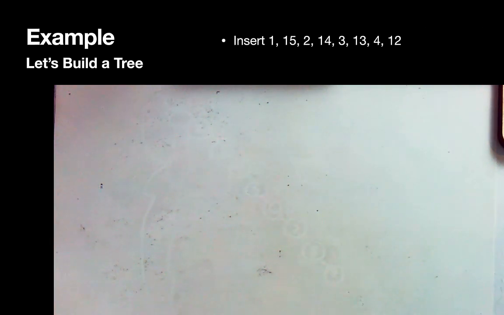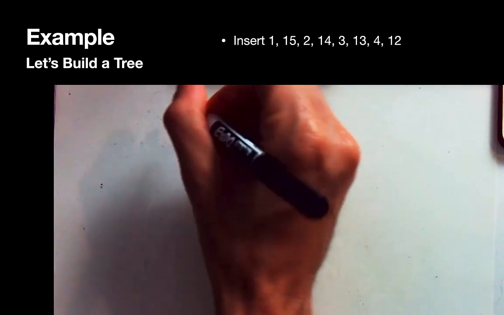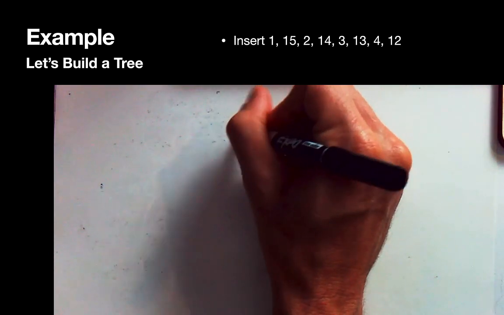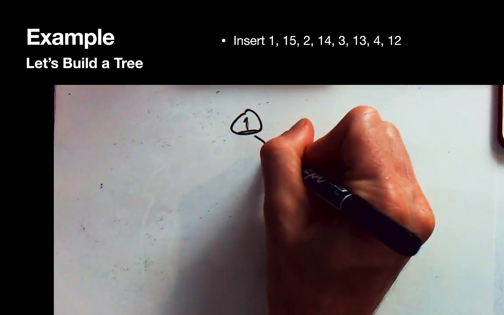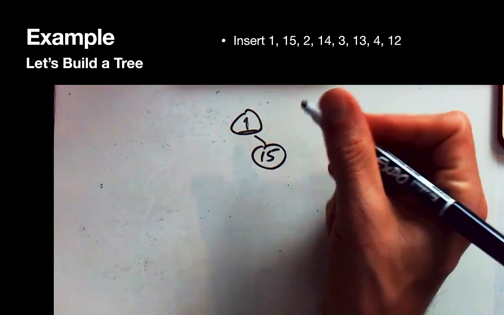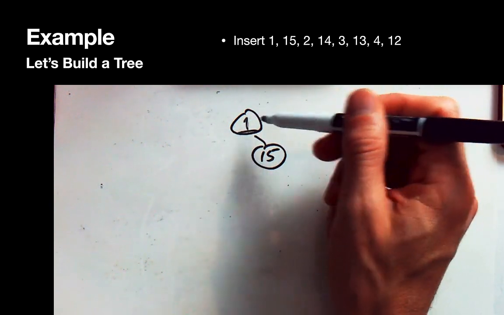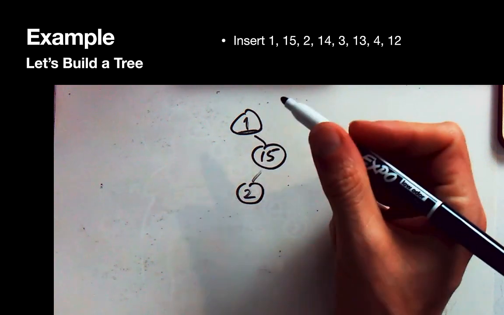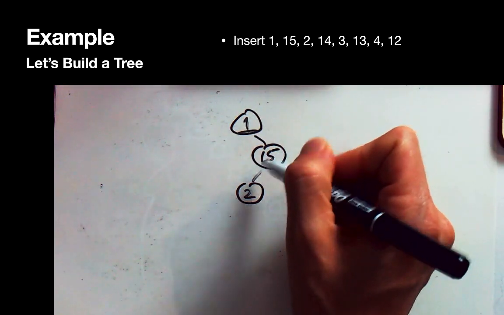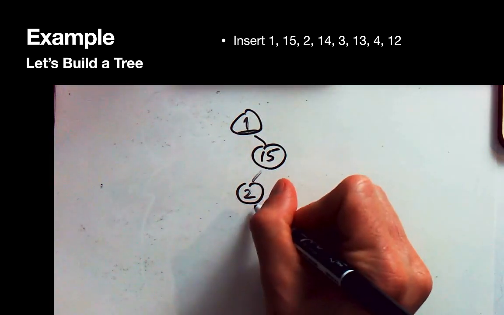Okay, one more example. So this time we'll start off by inserting a 1. Then we'll insert a 15, which belongs on the right of the 1. Then a 2, which is after the 1 but before the 15. And then a 14, which is after the 1 but before the 15, but after the 2.